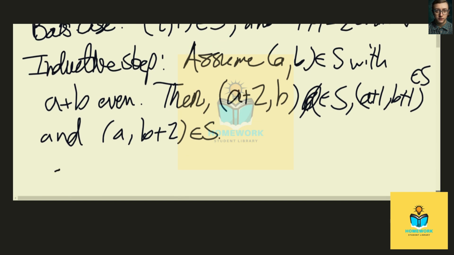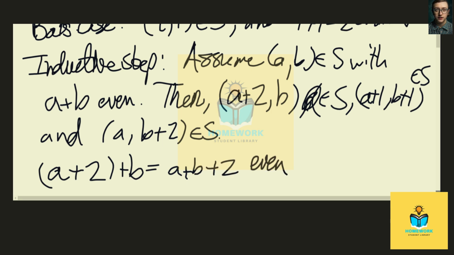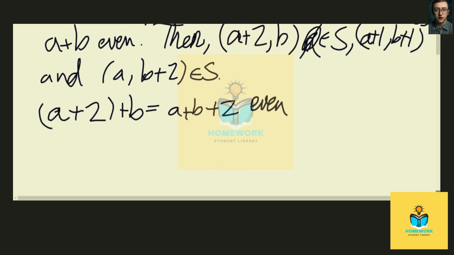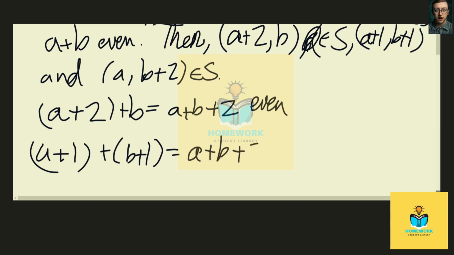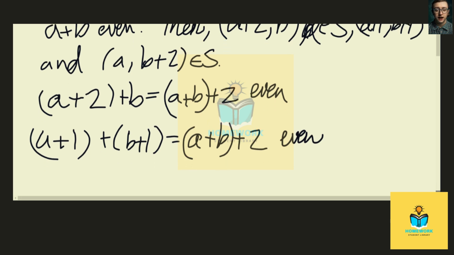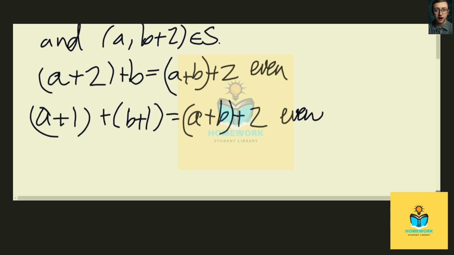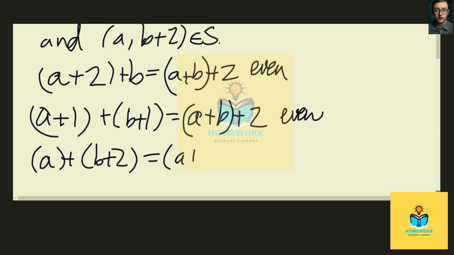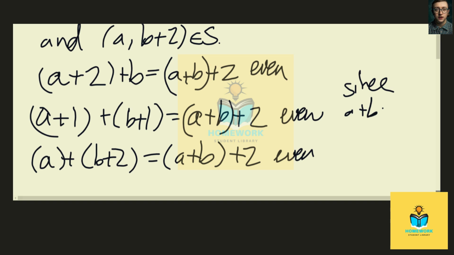We have that A plus 2 plus B is equal to A plus B plus 2, which is going to be even since A plus B is even. We have that A plus 1 plus B plus 1 is equal to A plus B plus 2, which of course is even since A plus B is even. And we have the sum of two even numbers is another even number. And finally, A plus B plus 2 is the same as A plus B plus 2, which is even, again, since A plus B is even.